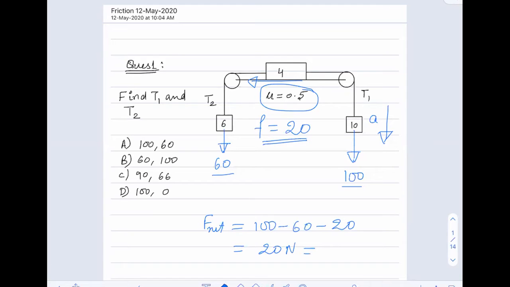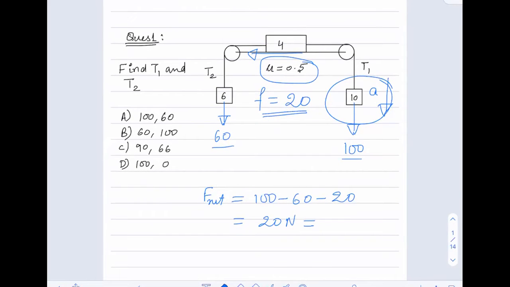Now, because of this 20 Newton, what will happen? This body will move down. Okay, so if you see this body, I can write net force on it: 100 minus T1 is equal to 10 into a. Now, how can we calculate the a value? I can calculate it from here. So I will write mass of the system into acceleration.